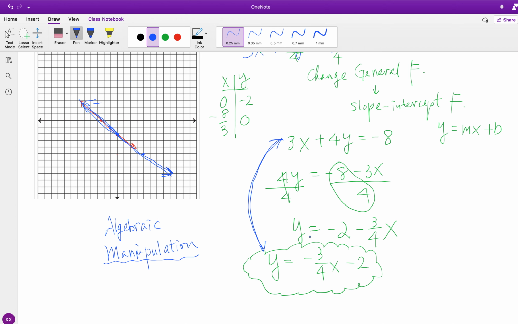Okay, so when you can do this manipulation, it doesn't matter whether it's given in this form or even in this form, either using table of values or using intercept and slope, you should be able to graph a line.